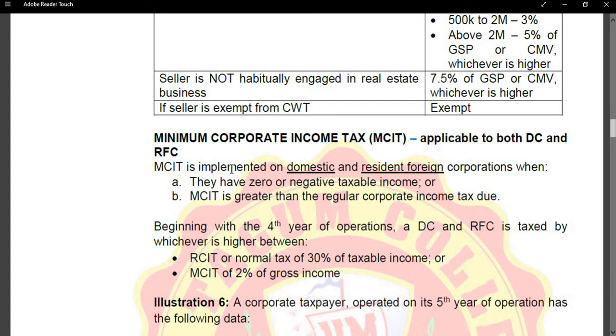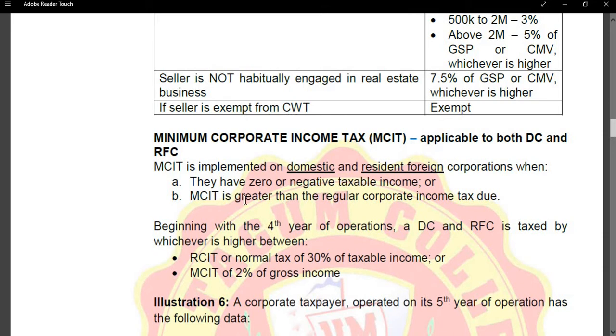MCIT is implemented on domestic and resident foreign corporation when they have zero or negative taxable income, or when MCIT is greater than the regular corporate income tax. So sa letter A, of course, hindi pwede na walang kolekta na tax si government. Kaya kahit pa wala kang income or zero imong net income or negative imong taxable income, you could still pay corporate income tax because there is MCIT.